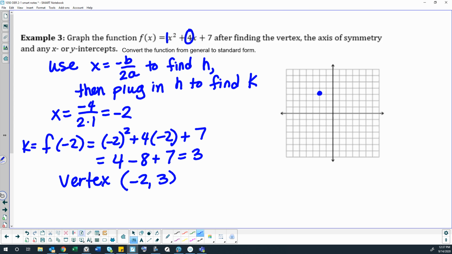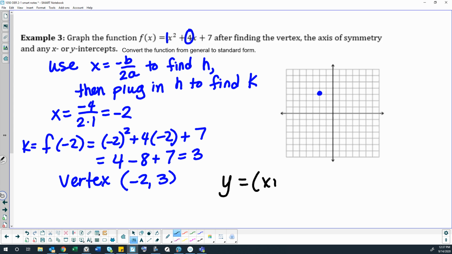So you've got it, right? One thing though is on your assignment, it's going to ask you to convert the function from general form to standard form. If I didn't complete the square to do that, how can I use what I know about where the vertex is? How can I rewrite this in standard form without completing the square? What would that look like? So it's going to move left 2. What's that going to look like in my equation?